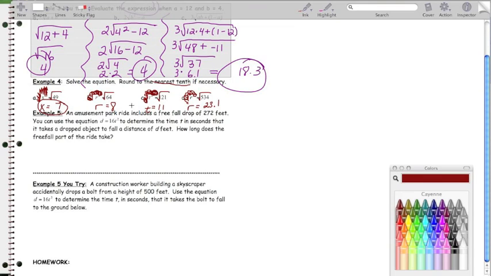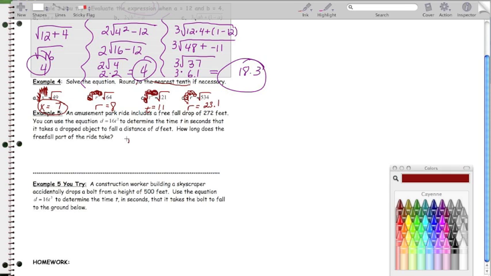All right, two more, and these ones are kind of neat, some application. It says, an amusement park ride includes a free fall drop of 272 feet. You can use the equation d equals 16t squared to determine the time t in seconds that it takes a dropped object to fall a distance of d feet. How long does the free fall part of the ride take?